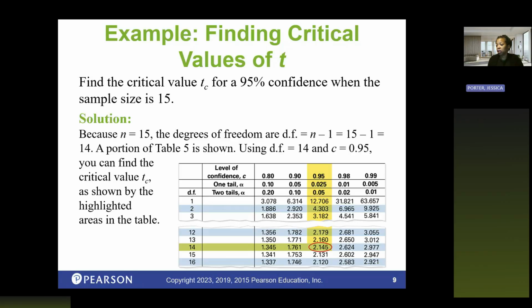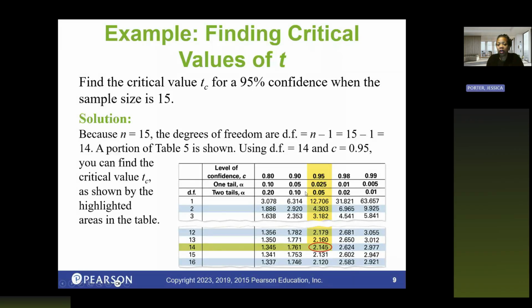So notice in our table, I've got a sample size of 15. My degrees of freedom are n minus 1, which is 14. So I'm looking here at this 14 df, degrees of freedom, 14. And I'm at a 95% confidence interval. At the top, you see the level of confidence, 0.95, and then I just read across and down, and I see I'm at 2.145 as my critical value.